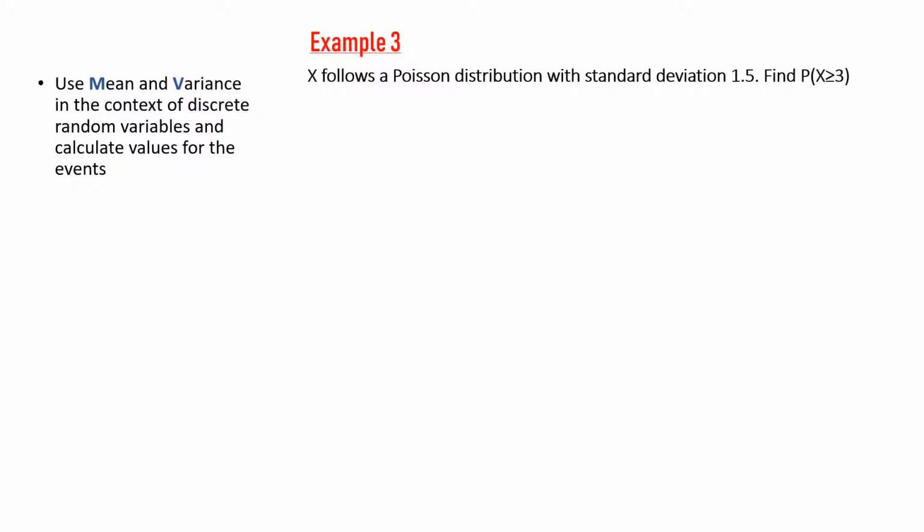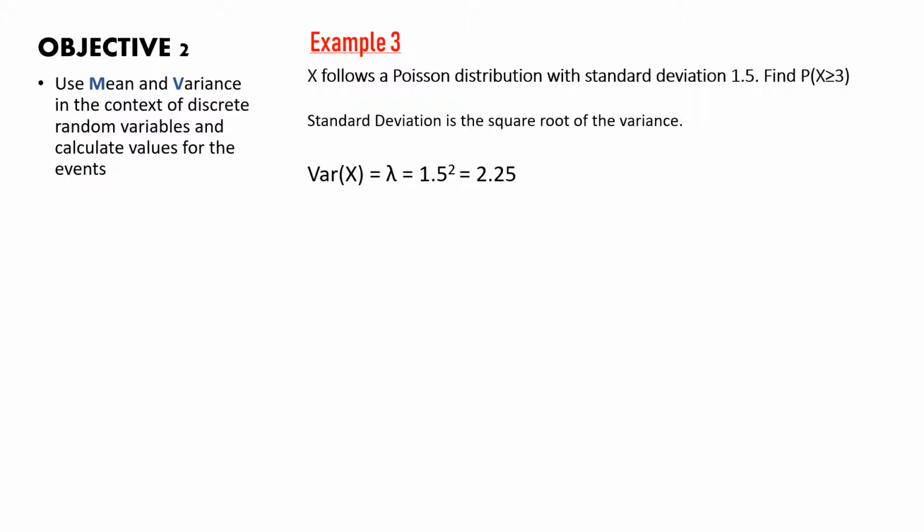So x follows a Poisson distribution with standard deviation of 1.5. I've got to find the probability that our value is greater than or equal to 3. Okay, so we'll come to that second part in a second. All we're given in the question is that the standard deviation is 1.5. Now, standard deviation is the square root of the variance, so if I want to get the variance from standard deviation, I'm going to have to take my standard deviation and square it, and that will give me 2.25, and then we know that lambda is equal to 2.25.